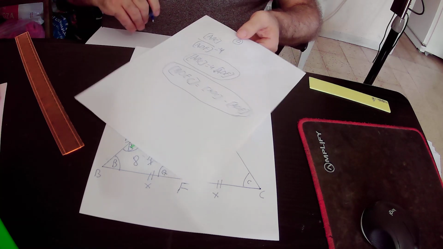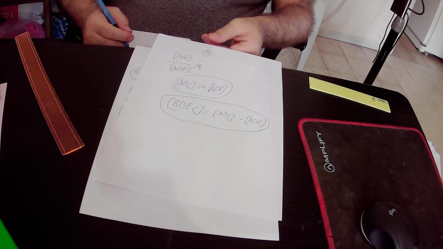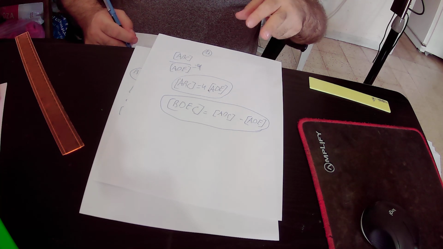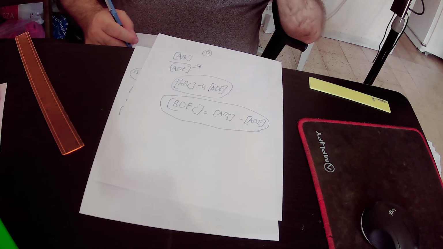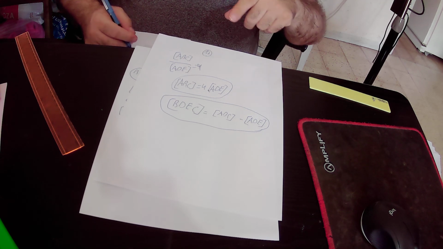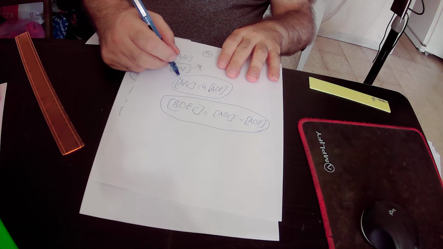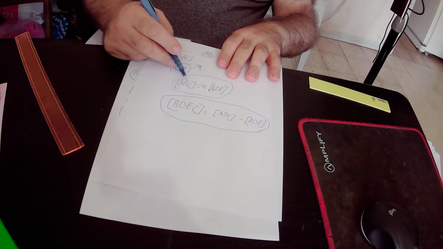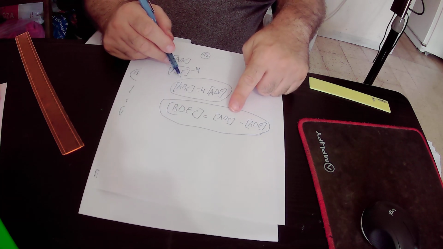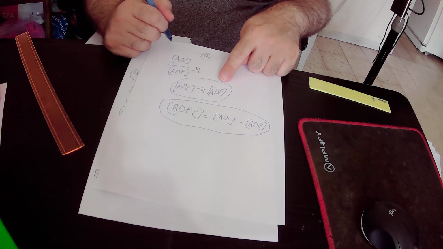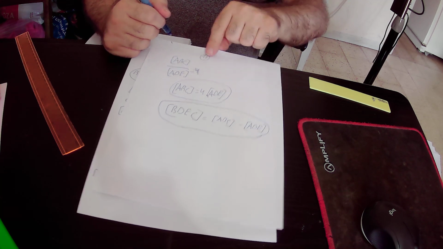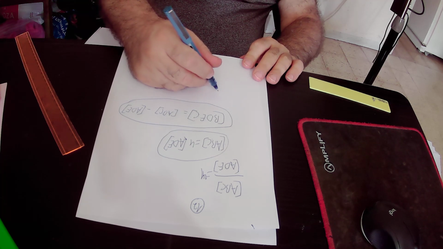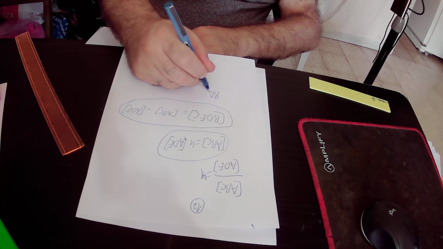Again, the area of quadrilateral BDEC equals the area of the big triangle, triangle ABC, minus the area of the small green triangle, triangle ADE. But we have already found out that the area of triangle ABC equals 4 times the area of triangle ADE, so we can substitute the area of triangle ABC in this equality by 4 times the area of triangle ADE. Okay? So we'll do it now.